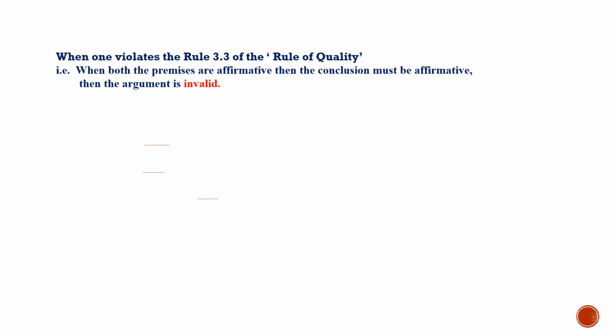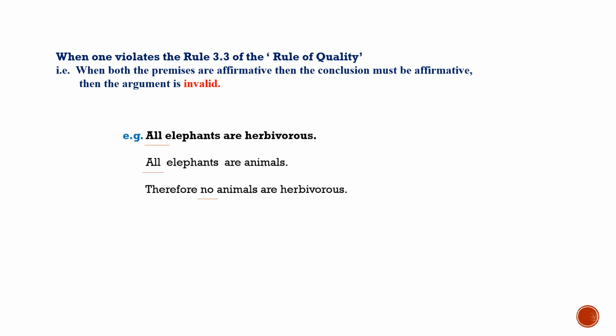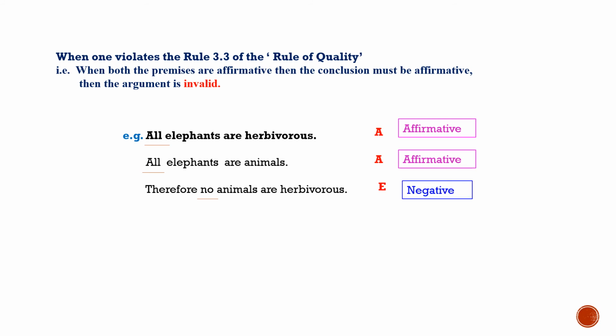When one violates the rule 3.3 of the rule of quality, that is, when both the premises are affirmative, then the conclusion must be affirmative, otherwise the argument is invalid. Let us take an example. All elephants are herbivorous. All elephants are animals, therefore no animals are herbivorous. Here the first premise has all in it, so it's an A proposition. The second premise has all in it, so it's an A proposition. The conclusion has no in it, so it's an E proposition. Here the first premise is affirmative, the second premise is affirmative, but the conclusion is negative. So it violates the third rule of quality.